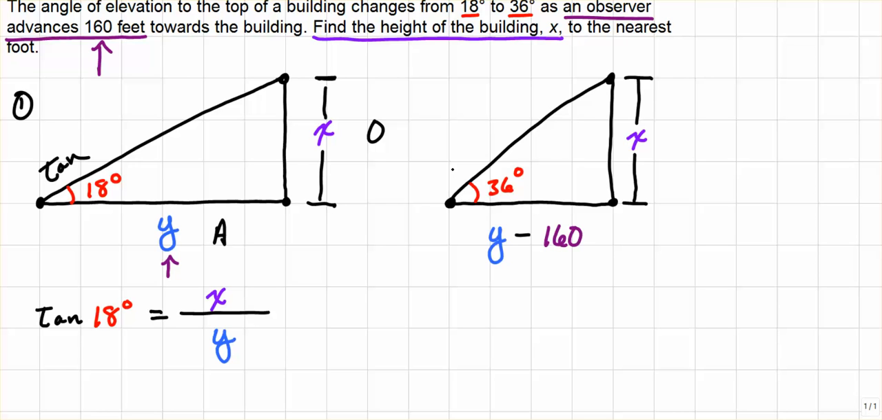Once again, we know that it'll be a tangent, and the reason we know that it'll be a tangent is because this is an opposite over an adjacent. So let's set up the equation. It's going to be tangent of 36 degrees equal to x over y minus 160.